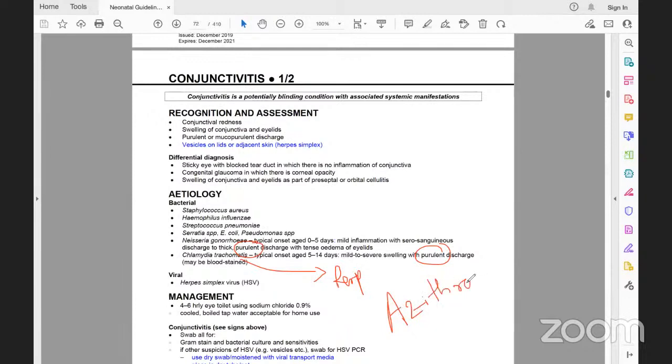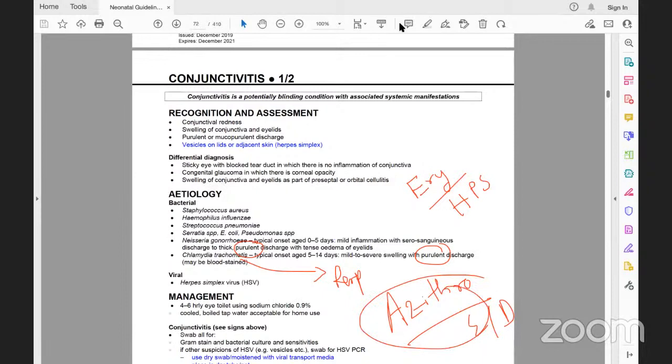Why? Because erythromycin has a high chance of development of hypertrophic pyloric stenosis. That's why we now give azithromycin eye drop, and also we give azithromycin orally. Topical, yes. Topical we give for chlamydia trachomatis. And what is the treatment of Neisseria? Single dose of cefotaxime.